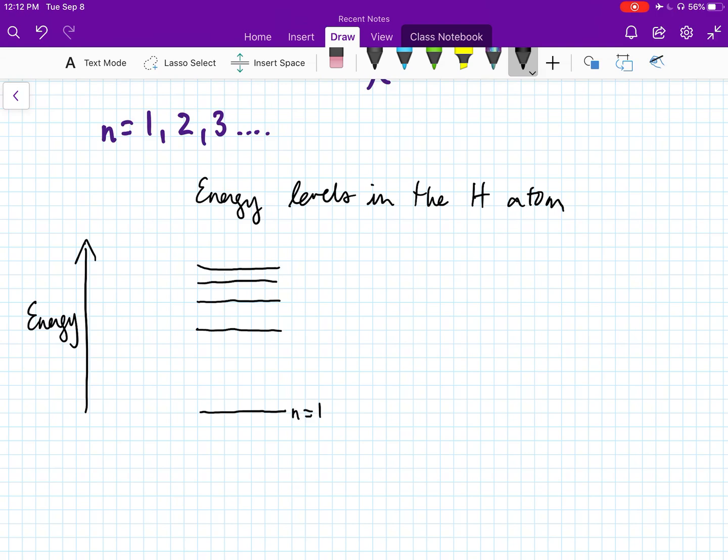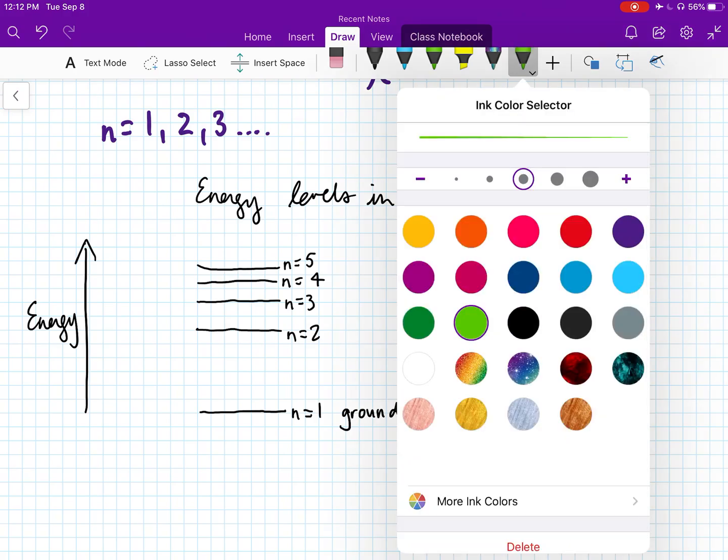So I'm going to call this n equals 1, n equals 2, n equals 3, n equals 4, n equals 5, etc. As we go up, the difference between the energy levels shrinks, so they get closer and closer together. N equals 1 is what is called the ground state. The ground state is the lowest energy level that an electron can be in. So I want to imagine right now that we have an electron.